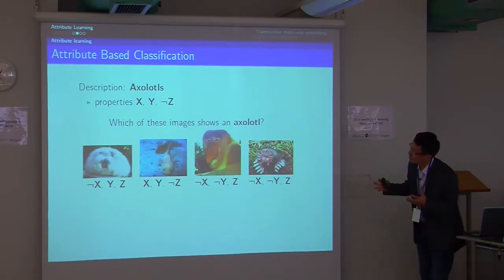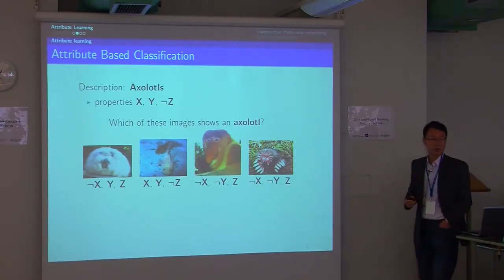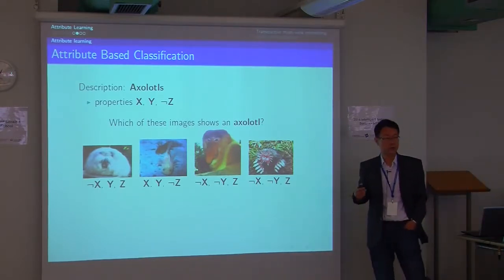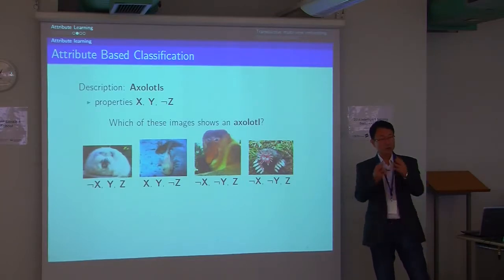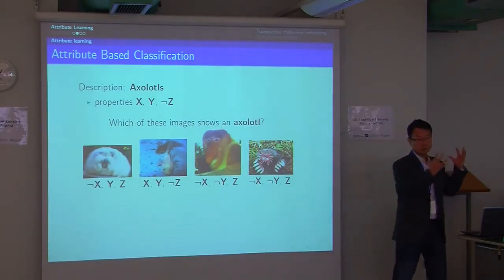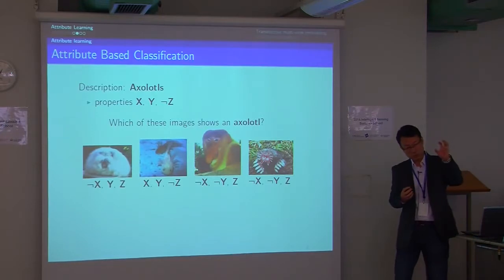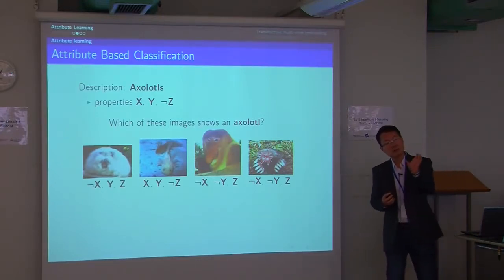So this is basically the idea of attribute-based zero-shot learning. So how can I do zero-shot? I have plenty of training images, and for each training image, I know the class label, but more importantly, I know a list of attributes.